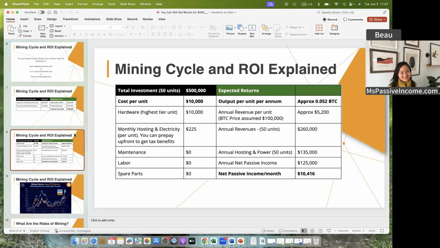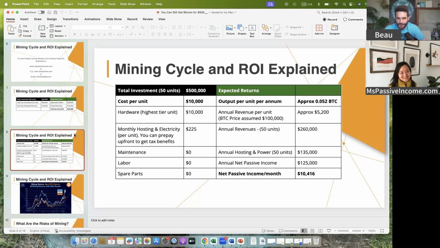Okay. So let's just look at this. Say somebody bought 50 units up front and each one costs 10K. As you said, this is the highest efficiency machine. And then what happens after that? What happens after that is that those machines are getting hooked up.